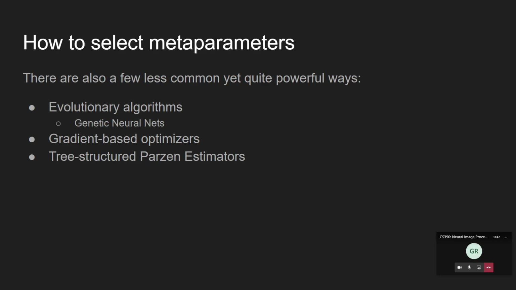There's also certain gradient-based optimizers, so basically running your gradient descent sort of thing on the number of neurons or something like that. Those exist and can be used, but they're not super common. And then there's something called tree-structured Parzen estimators. This is a tree-based algorithm. Again, we're not going to talk about it much, but these are some options that are out there.